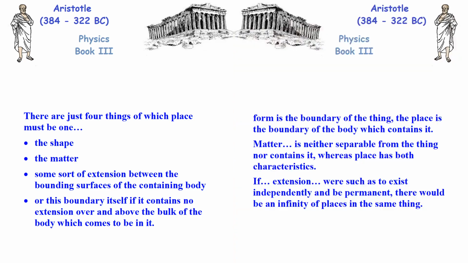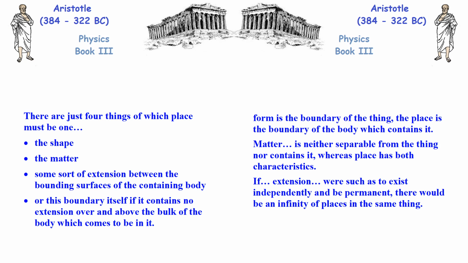Here it is. Put it on the side so you can compare next to each other. Form is the boundary of the thing. The place is the boundary of the body which contains it. So he's going to reject the first one, shape. Matter is neither separable from the thing nor contains it, whereas place has both characteristics. That's his reasoning for rejecting matter. And the last one, if extension were such as to exist independently and be permanent, there would be an infinity of places in the same thing. That's how he rejects extension.